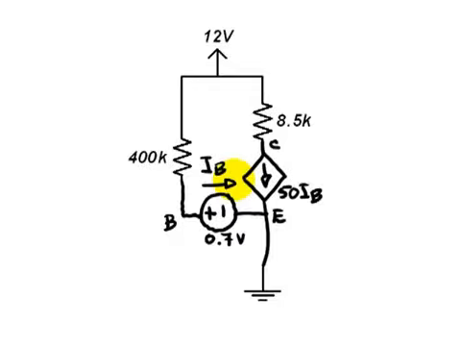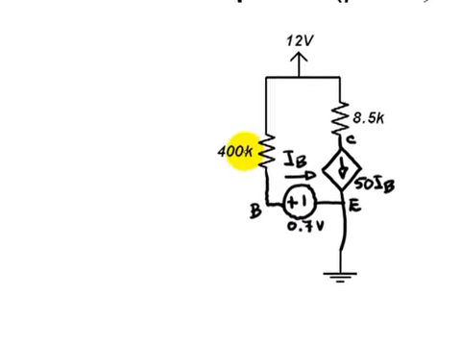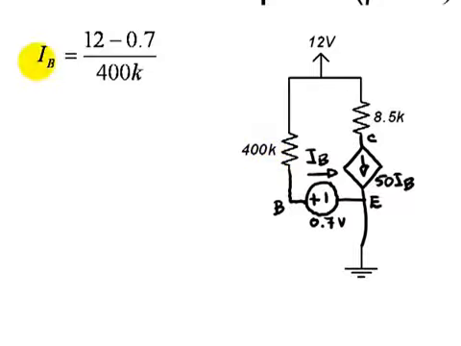It's an NPN. I have identified the base, the emitter, and the collector. We'll solve the circuit the same way as before. The current in the base is in this RV branch: voltage of the origin, 12, minus voltage of the destination, which is 0 volts, minus the value of the source, 0.7, divided by 400 kilos. That is the current in the base. Same as before, 28 microamps.